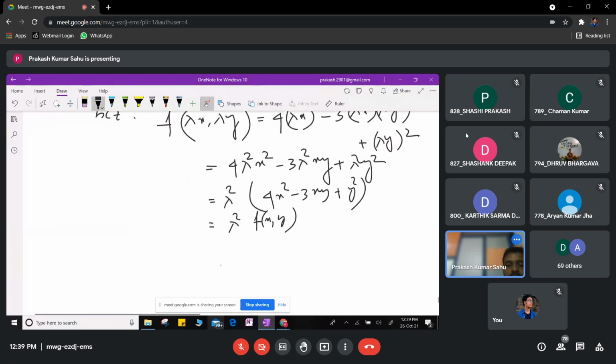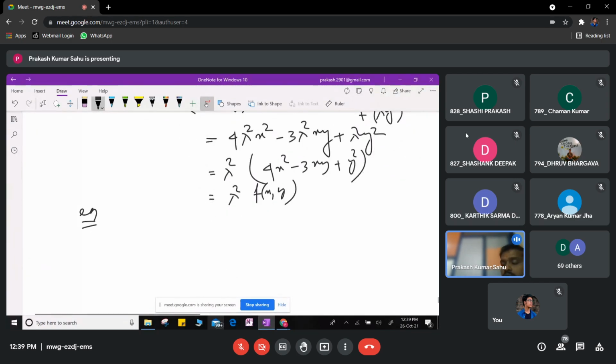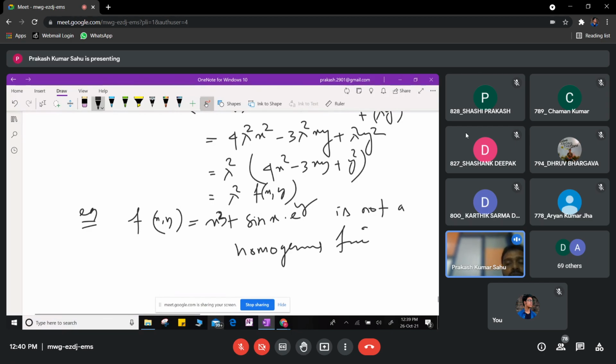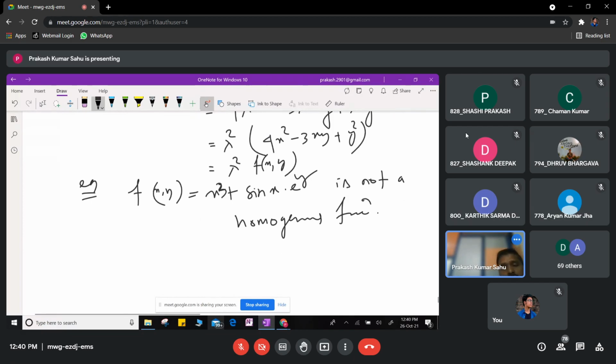Okay, and similarly, let's find another example. Suppose f of x, y is equal to x cube plus sin x into e to the power y. It is not a homogeneous function, because if you substitute lambda x, then lambda will not be taken common.